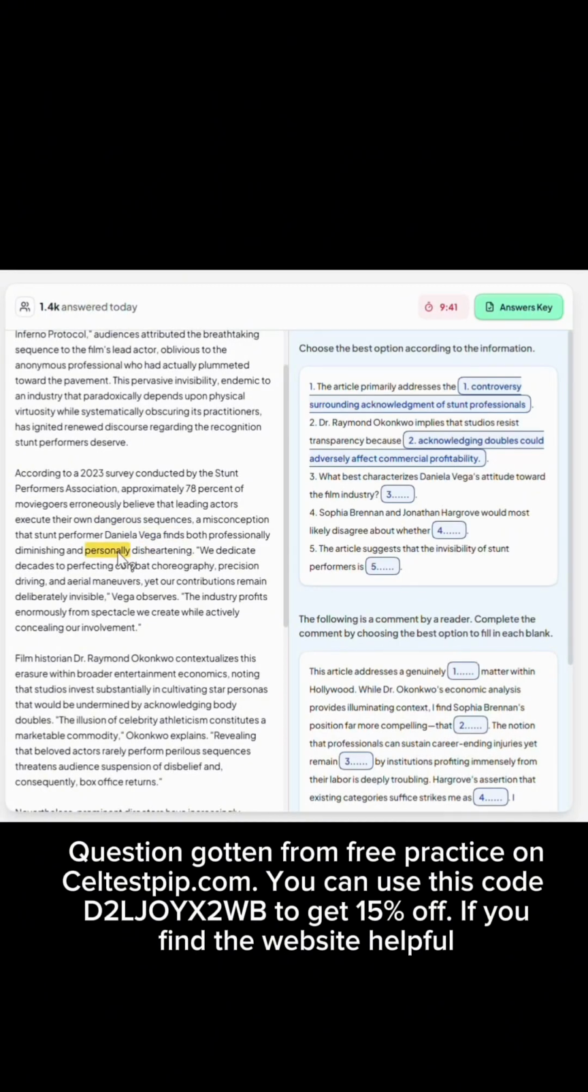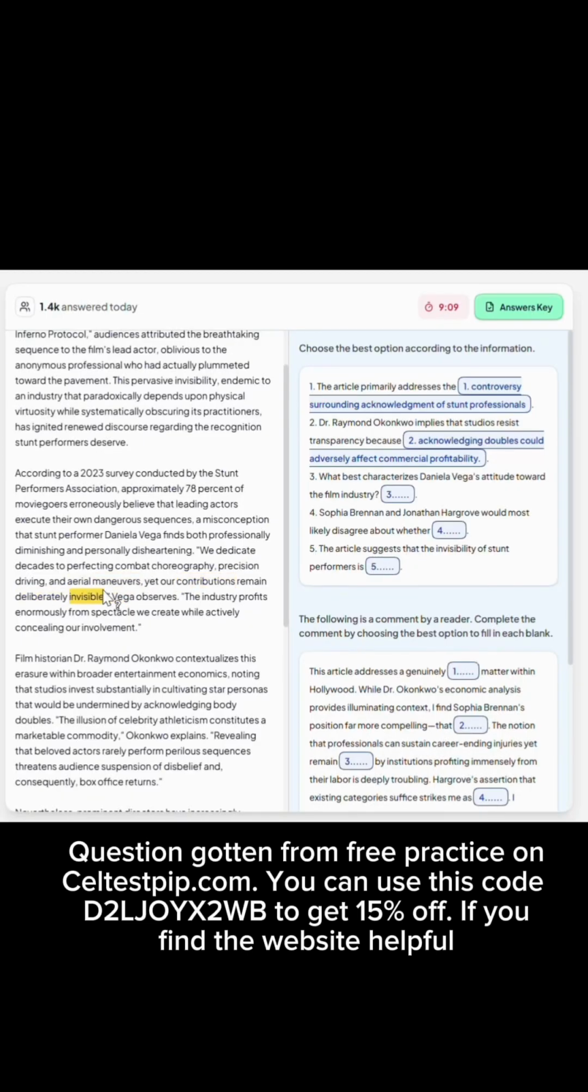So this one now is found in the second paragraph. So I see Daniel Vega, and then I read the sentences around where I see the name, and while reading, I already have that second phrase in my mind, which is the attitude towards film industry. So attitude helps me to know that I'm looking for how somebody feels about something, and I see personally disheartening. That makes me know that, oh, I'm in the right place.